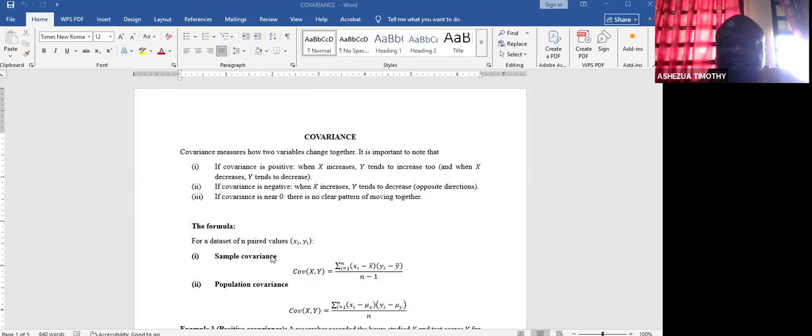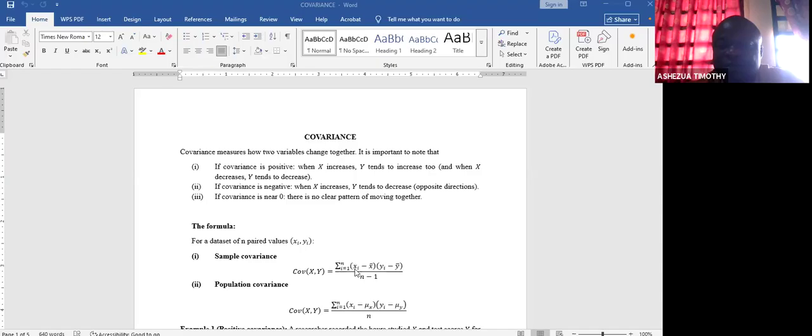Now, we have what we call sample covariance and population covariance. Sample covariance is given by cov(x, y). That is the covariance of the variables x and y is equal to the summation from i equals 1 to n, xi minus x bar, yi minus y bar, all over n minus 1.